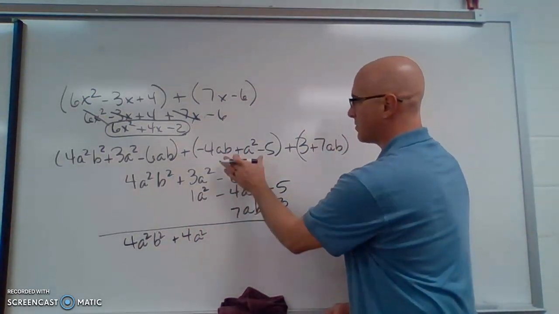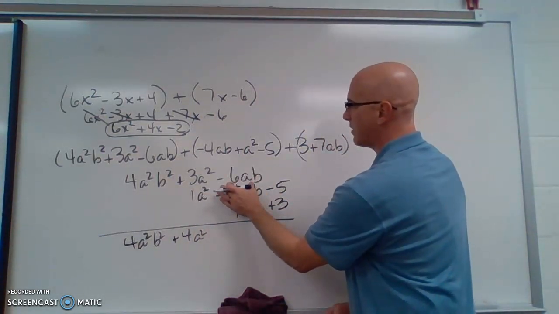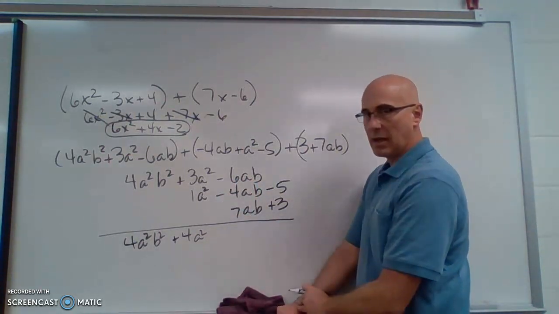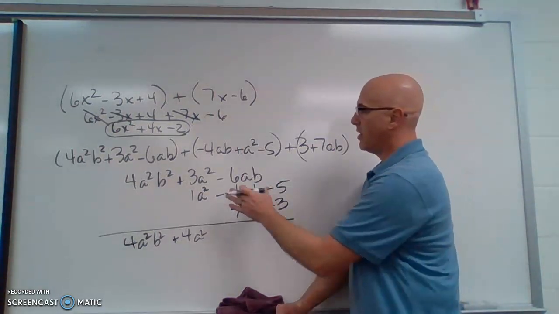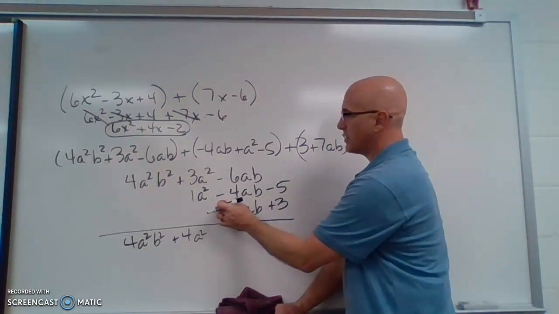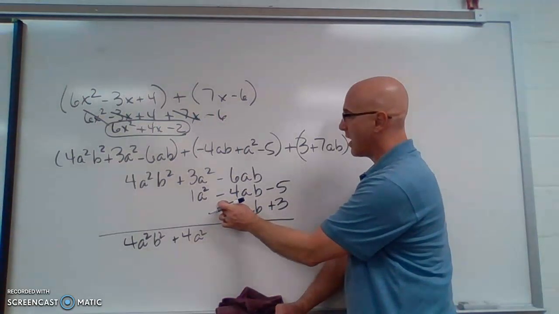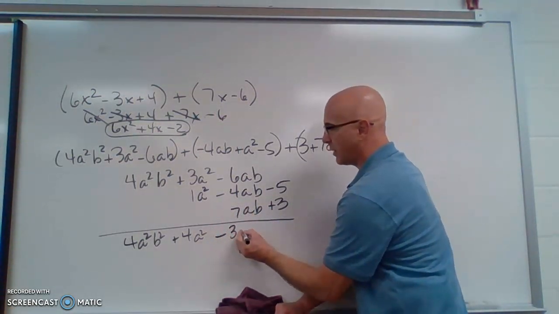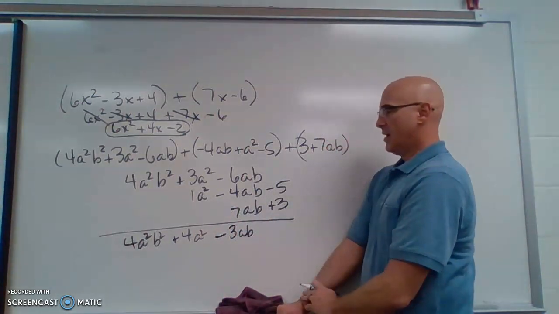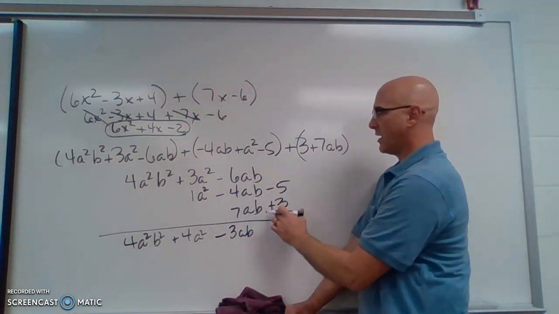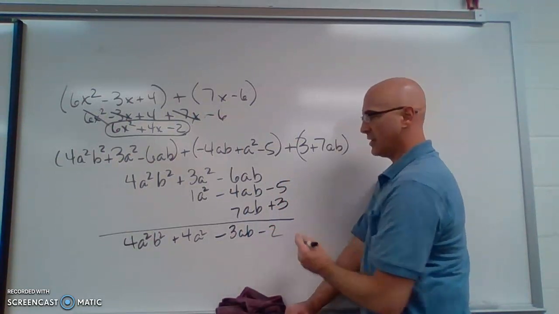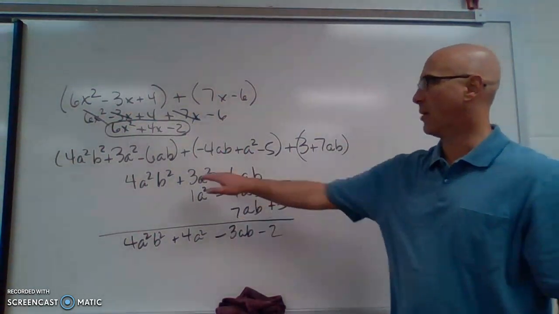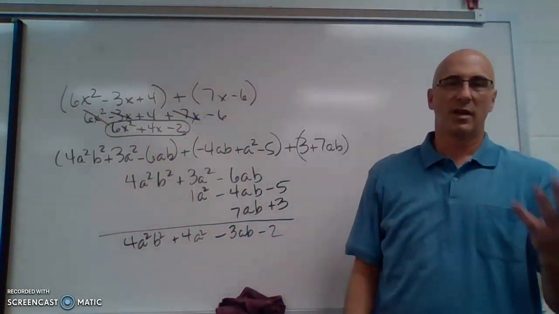Now we have three terms here: a negative 6ab, negative 4ab, and 7ab. Let's start adding these together. Negative 6 plus negative 4 is negative 10. Negative 10 plus 7 is negative 3ab. And then finally our constants: negative 5 plus 3 is a negative 2. So now we get this as our sum of these three polynomials. Now we go practice.